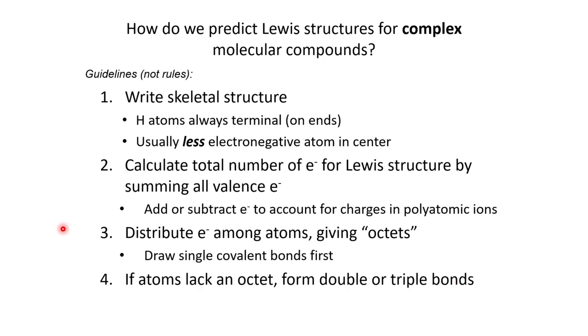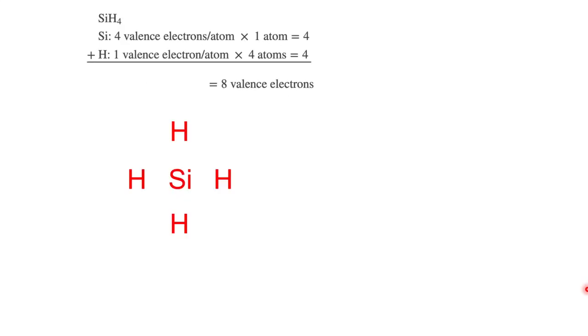So once we've done that, we can distribute our electrons among the atoms, making sure that we have our octets. So we want to draw a single covalent bond first. If we can't get there, then we can form double or triple bonds. So by that I mean if we don't get an octet and we run out of electrons, we're going to use double or triple bonds.